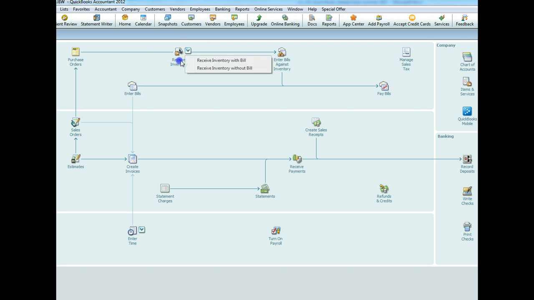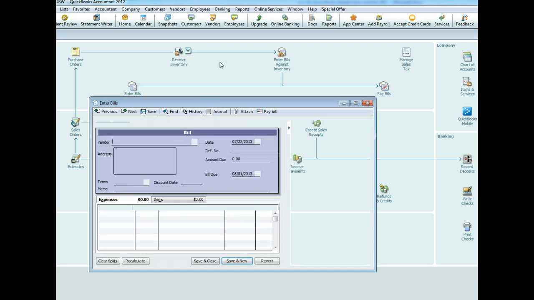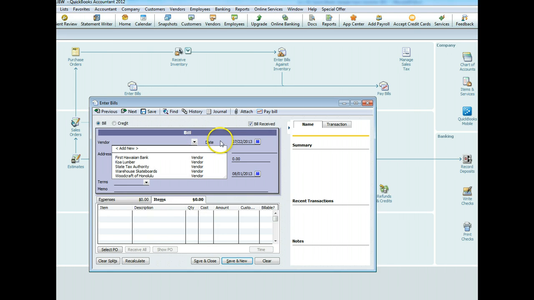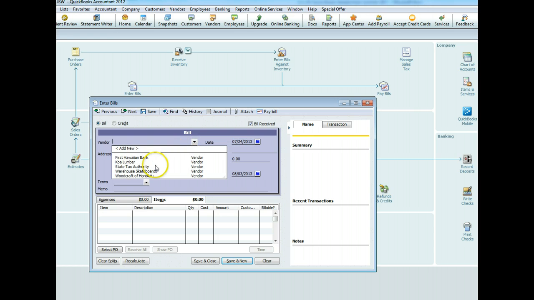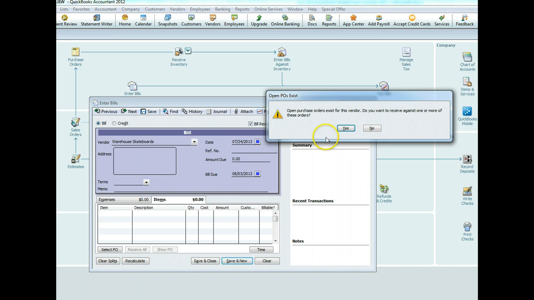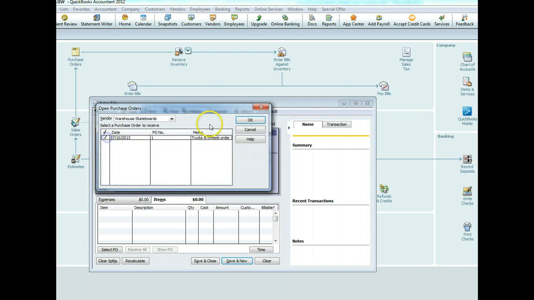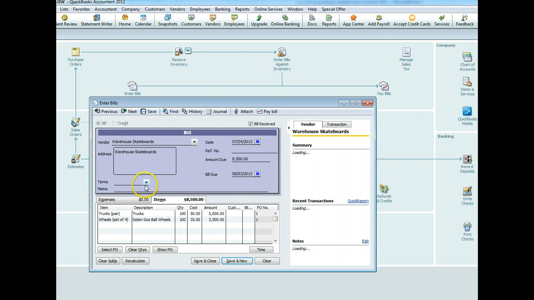Now we're going to get our skateboard parts. So we receive inventory with a bill. It's now July 24th. And Warehouse Skateboards, I believe. And we're going to open the purchase order. Good. They're going to give us terms. Due in 30 days. Those are the terms. Skateboard, trucks, and wheels.